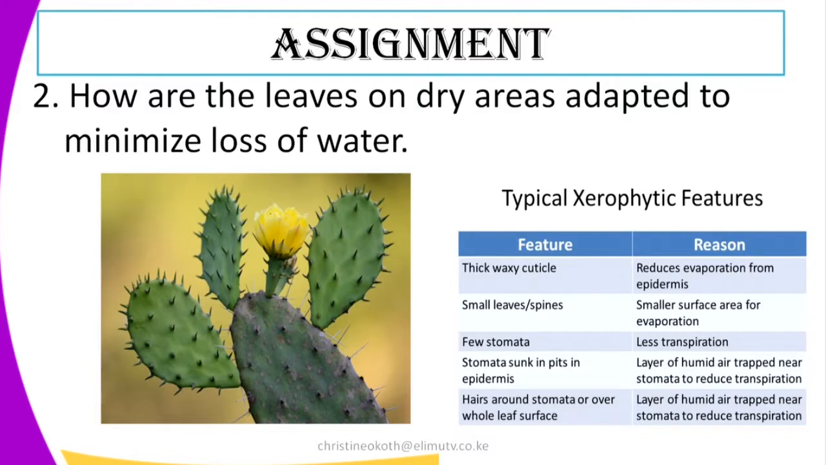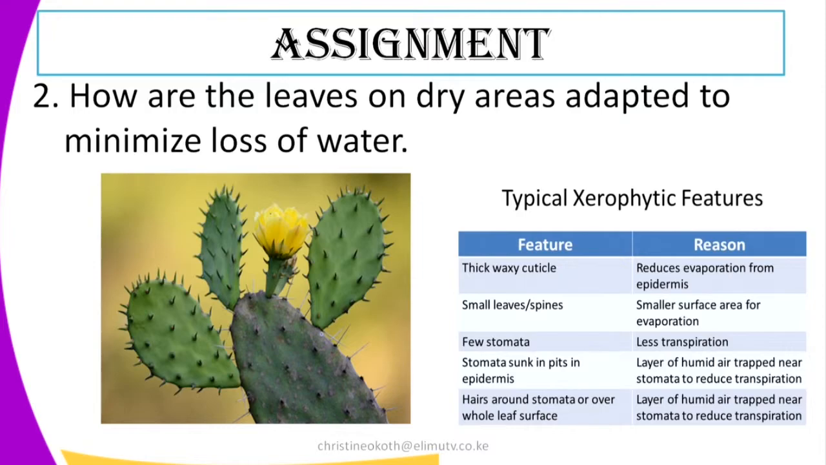For example, the organisms which are found in dry areas, they have a thick waxy cuticle. This helps in reduction of evaporation from the epidermis, which is the upper layer of the leaves. Then the leaves are small, they're like spines. If you look at the illustration here, you see those projections which are needle-like and what we call the spines. So they have the smallest surface area for evaporation. So they reduce the loss of water through their spine-like structures like needles.